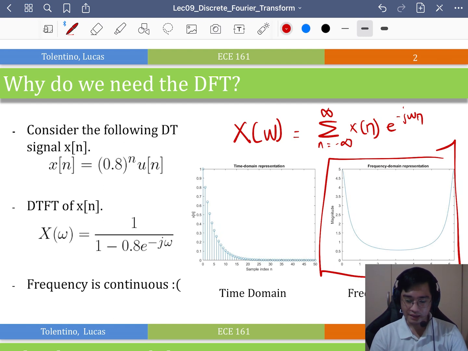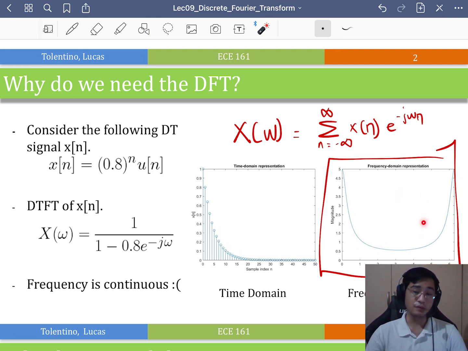Suppose that x of n is this exponentially decaying function. For example, this is our x of n. And again, this is discrete time and aperiodic. If we want to get the frequency domain, we have this function, which is in general a continuous spectrum, or a continuous function. The problem with a continuous function is that we cannot represent it in the digital domain because we have an infinite amount of information, right? So that is the motivation behind the discrete Fourier transform.